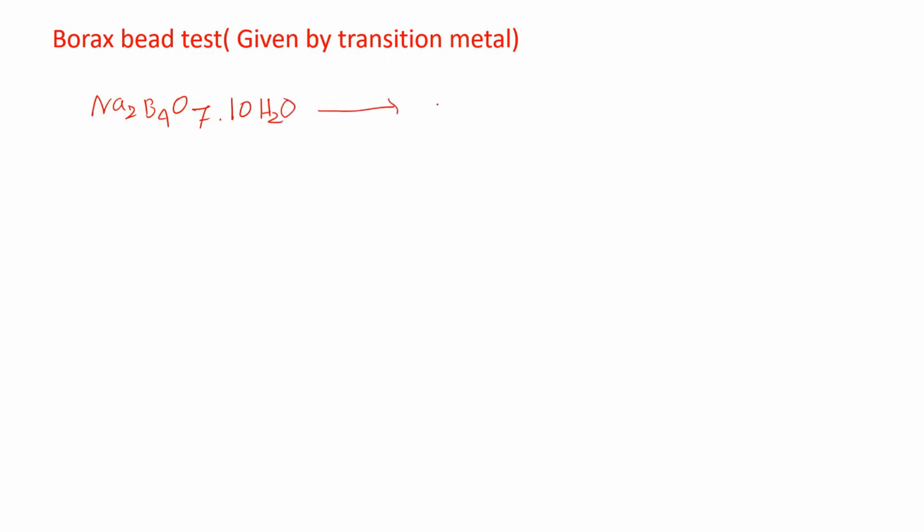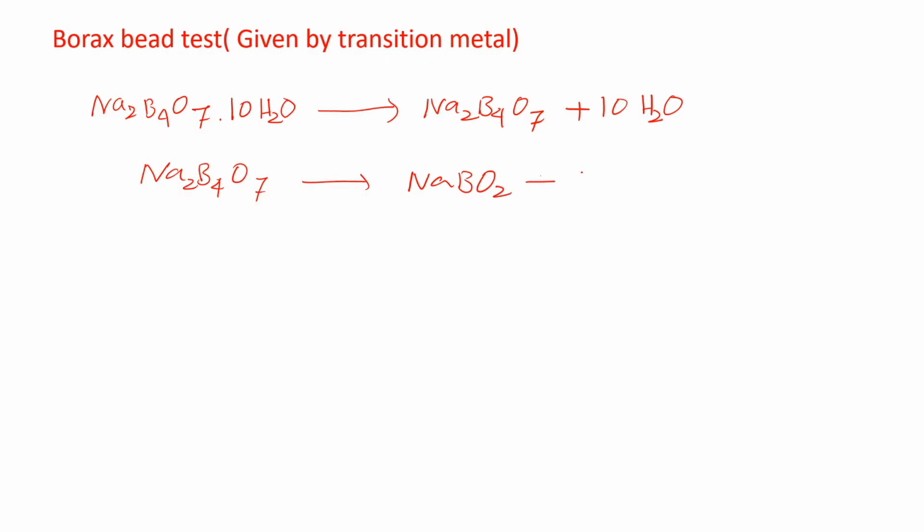Okay. When it is heated, it becomes dehydrated, that is, Na2B4O7 plus 10 water molecules. Now, this anhydrous borax, Na2B4O7, on strong heating forms sodium metaborate and B2O3, the anhydride of boric acid. This mixture forms the glassy bead, that is the borax bead.